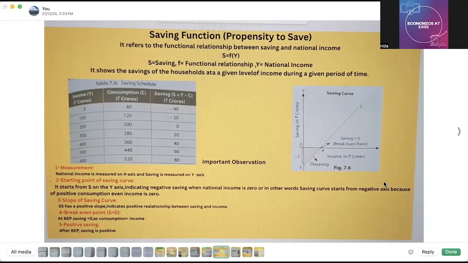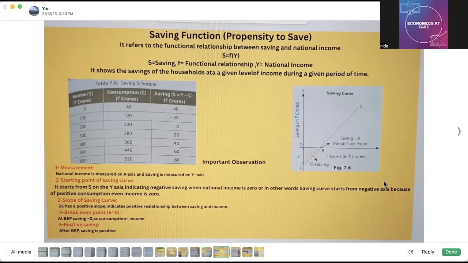Now today we are going to discuss the saving function. In the consumption function, we came to know the relationship of income with consumption, that is, how much from the income we consumed. Similarly, how much from the income we earn, we save. For example, my income is 100 rupees and I saved around 20 rupees, which means 80 rupees I have already consumed.